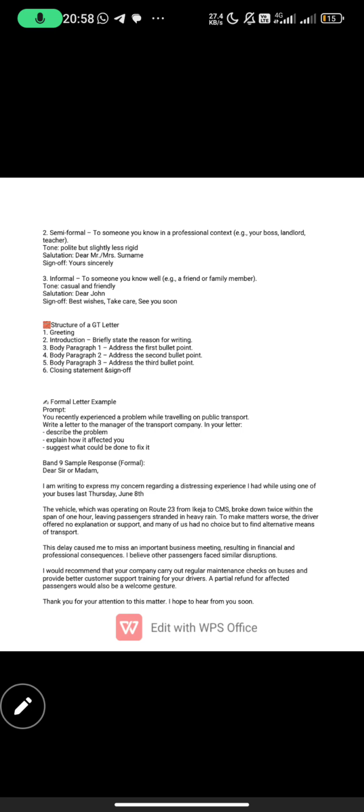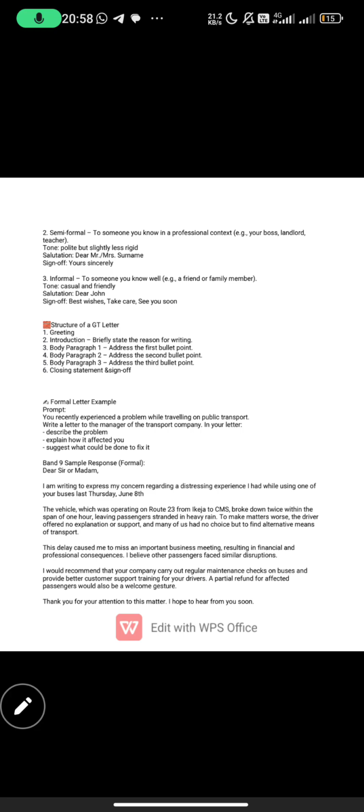I am writing to express my concern, or to lay a complaint, regarding an uncomfortable, distressing experience I had while using one of your buses last Thursday, June 8th. That "last Thursday, June 8th" is you being very specific, trying to indicate that you really had this experience and the memory is very green in your head. Do you grab? This is how to write. You write in a very convincing way.